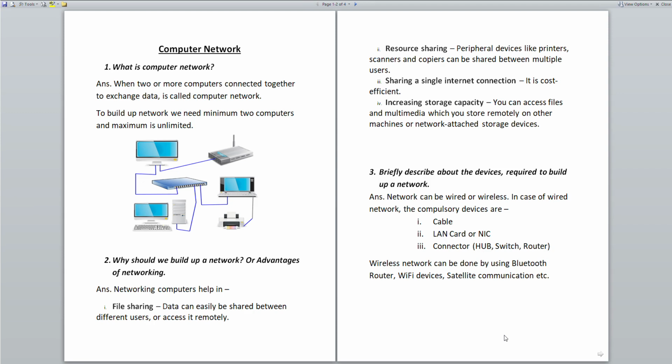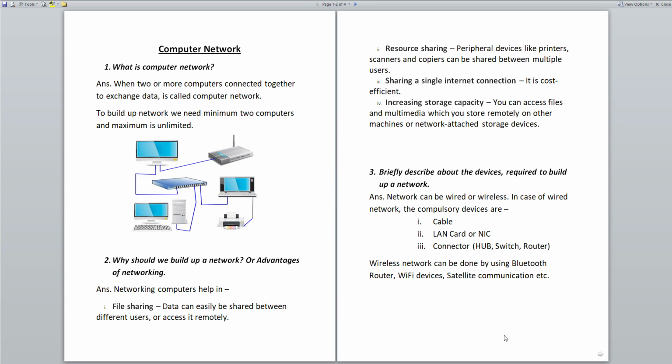Now, first and second are over. Now I would like to talk about the third question. The third question is: briefly describe the devices required to build up a network. I have already talked about networks so many times in this video. Now you may have a simple question in your mind: what is required to build up a network?